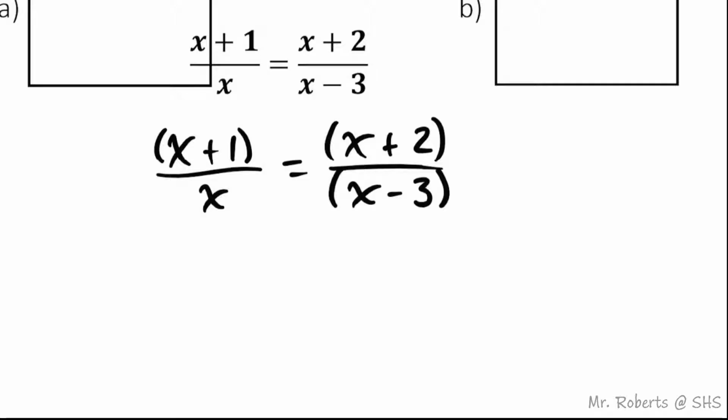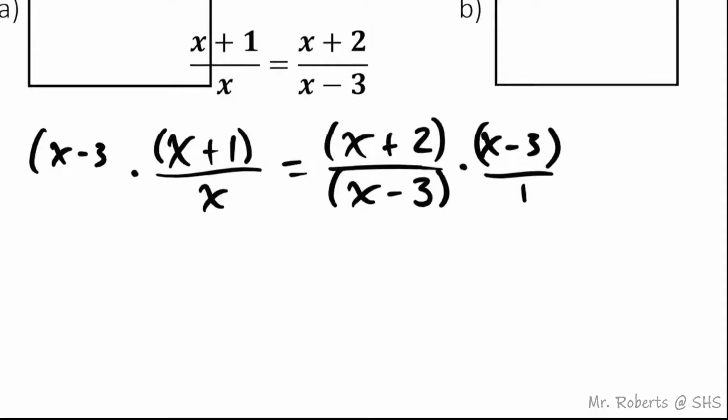To get rid of the fraction on the right-hand side, I'm going to go ahead and multiply this side by x minus 3. And if it helps, I can think of it as (x minus 3) over 1. And I'm going to do the same thing on the other side. I'm going to multiply this by (x minus 3) over 1. What's nice is now you see I do have something, x plus 2, times something else over x minus 3, over x minus 3. So this legitimately is a 1, right? This is gone. And the only thing left on the right-hand side is x plus 2.